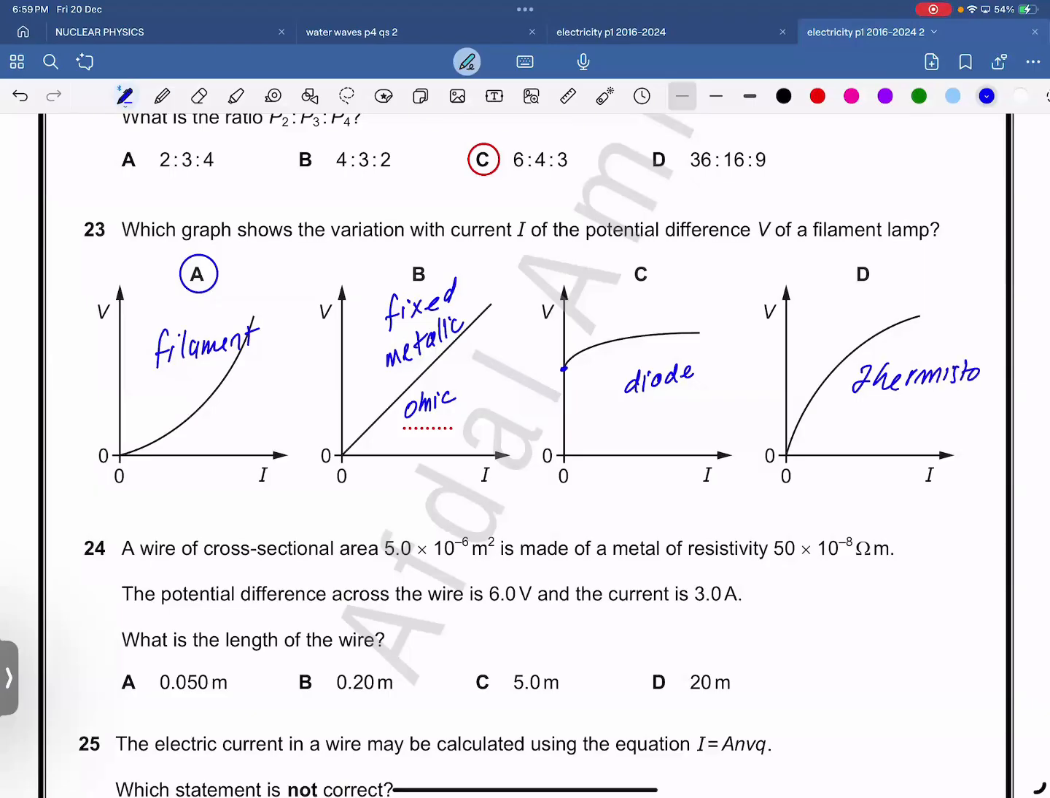Dear students, here you got everything. All four graphs are here. So they tricked you. You remember when I was teaching you the lesson, the syllabus requires IV graphs, but they flip the axis to confuse you. So the best way to learn is: the filament bends away from current. Thermistor bends away from voltage. Diode has an intercept on voltage axis and bends away from voltage. That's it.